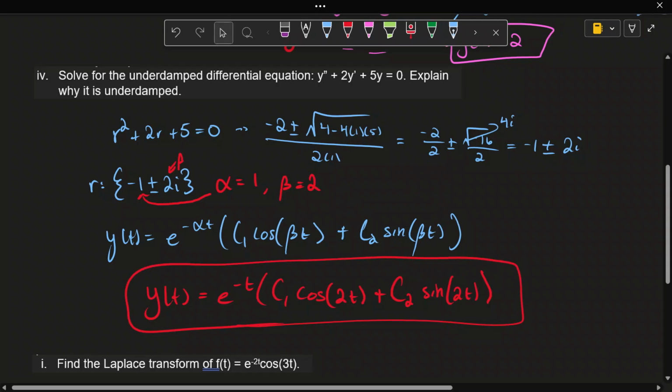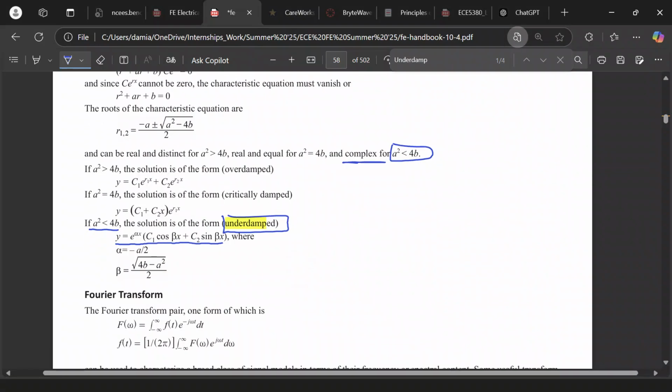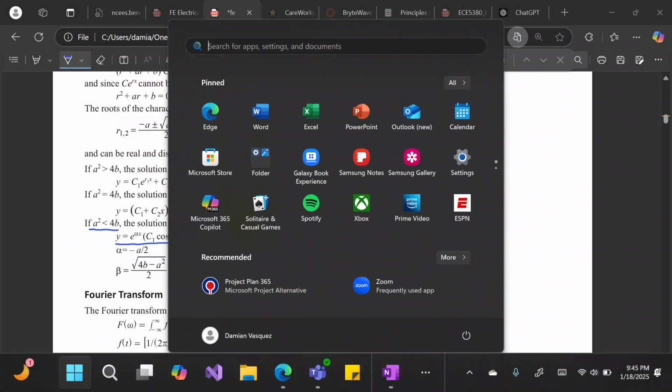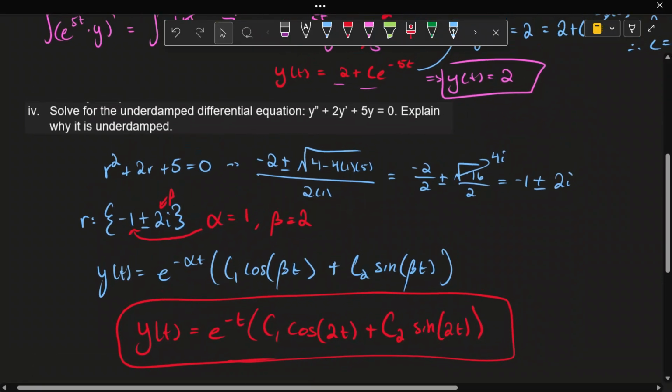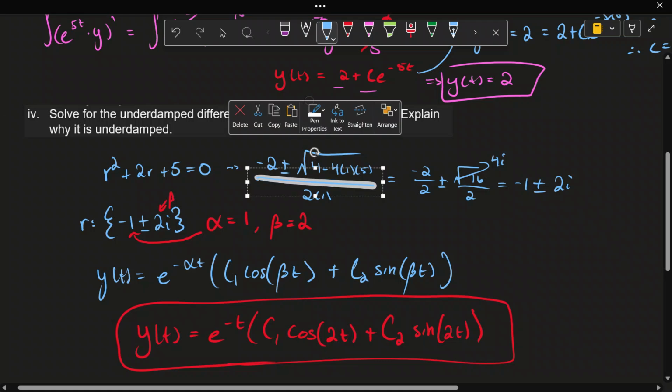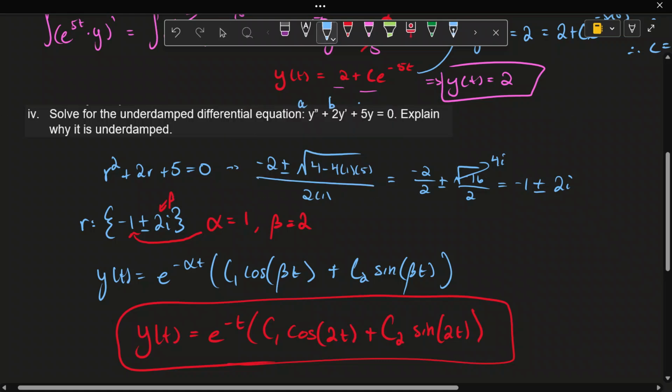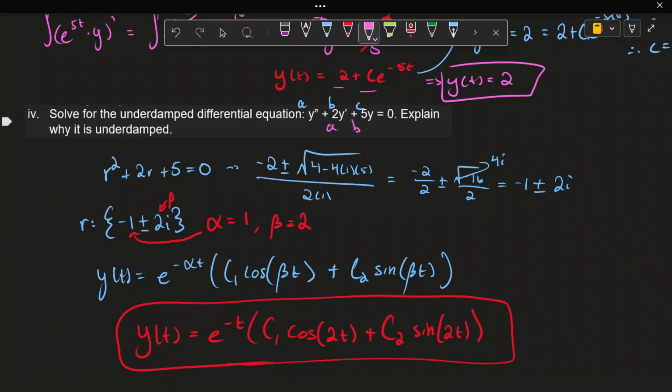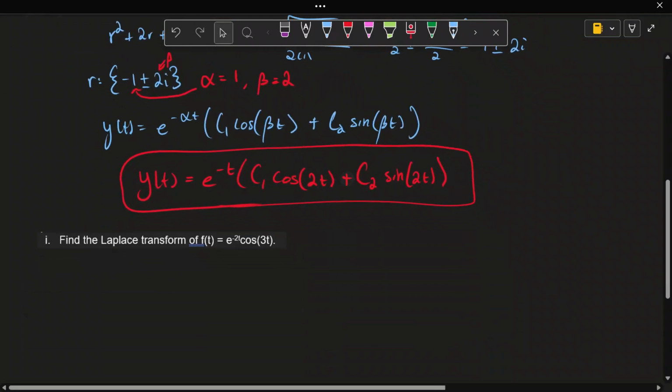The reason this is underdamped, if you didn't notice before, is because our roots are complex. A squared is less than 4b. In our case, it's going to be b squared is less than 4c, because this is A, this is B, and this is C. They say because A is always 1, they just let this be A and this be B. You can use whatever convention you want, as long as you know what you're doing. That doesn't matter. Okay.